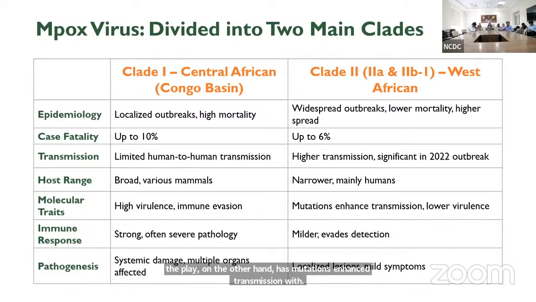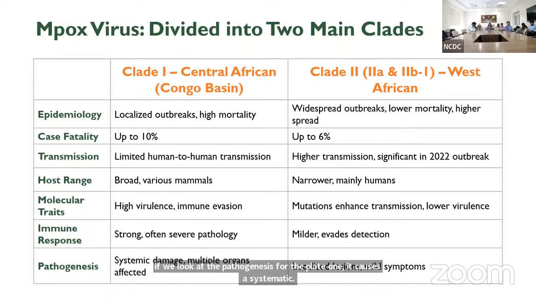The immune response for clade 1 is found to be strong, and it often causes severe pathology. Clade 2 is relatively milder, although it evades detection. So there could be a kind of window period where we can miss cases by routine diagnostics. And if we look at the pathogenesis, clade 1 causes systemic damage, and multiple organs get affected in a rapid scenario.